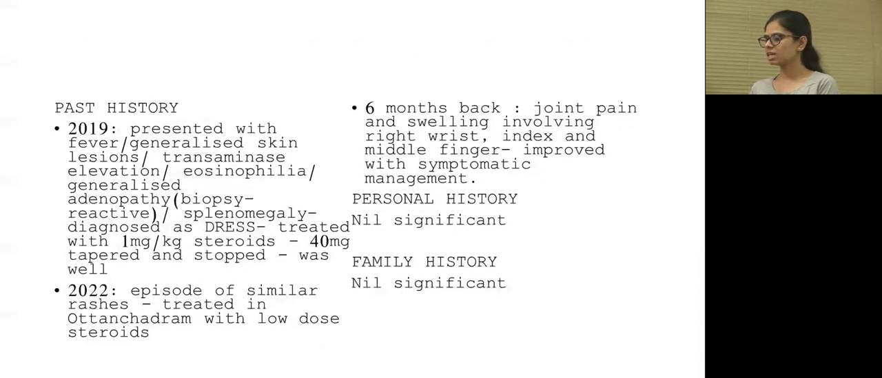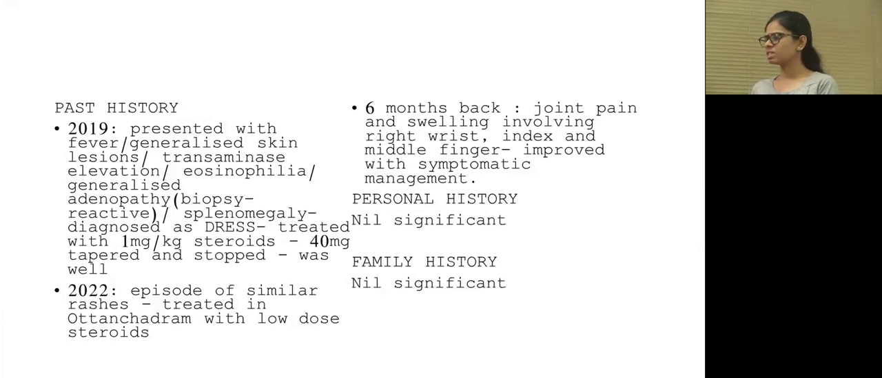Past history-wise, in 2019, he was admitted in CMC Vellore with complaints of fever, generalized skin lesions, and transaminase elevation. On evaluation, eosinophilia was noted. He had generalized lymphadenopathy. Biopsy showed reactive changes. He also had splenomegaly on examination. He was diagnosed with DRESS syndrome. He was treated with 1 mg per kg steroids, tapered and stopped, and was doing well thereafter.